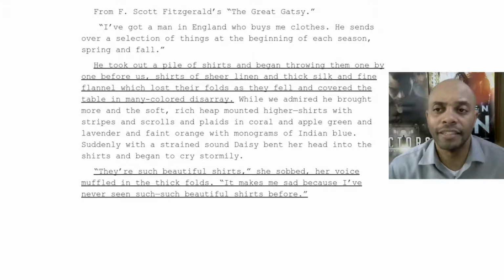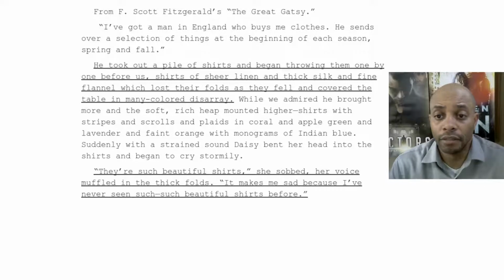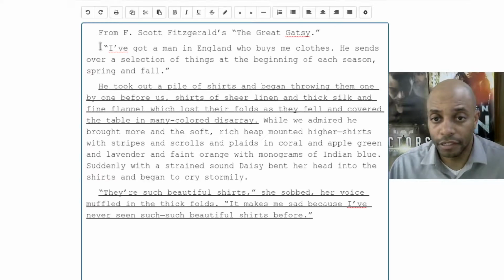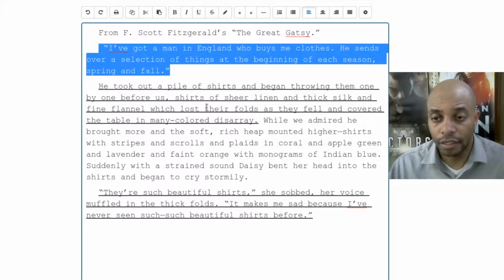Now, why am I saying this is an example of subtext? Well, the second one is the most clear, where she's saying, they're such beautiful shirts, but she's crying. The writer is making it very, very clear that it's not because of the shirts that she's crying. He's making it very clear that it's because of something else. This first line makes it very clear who this person is that's talking, and what he sees and what he values.